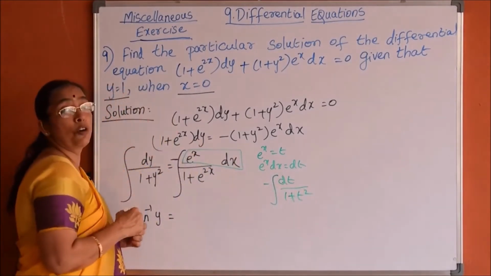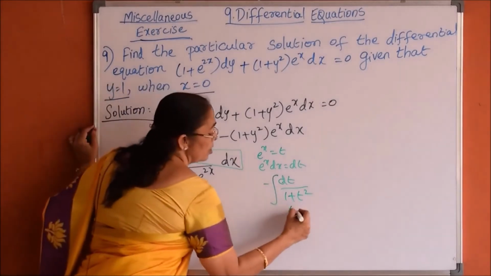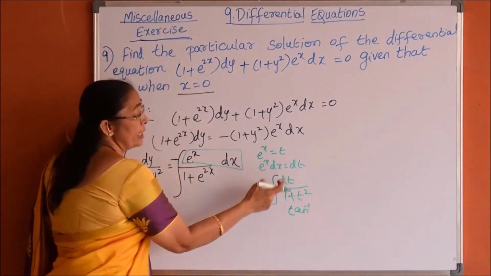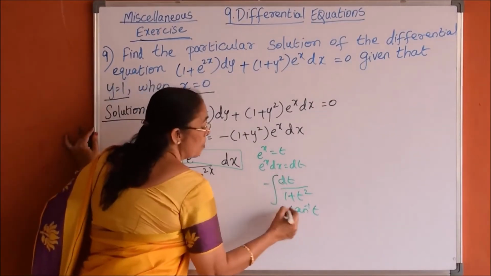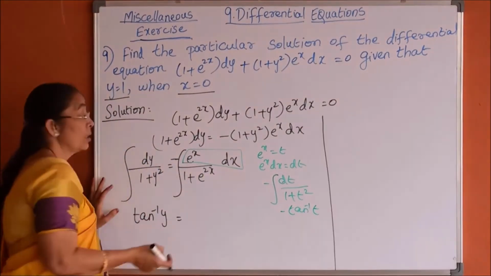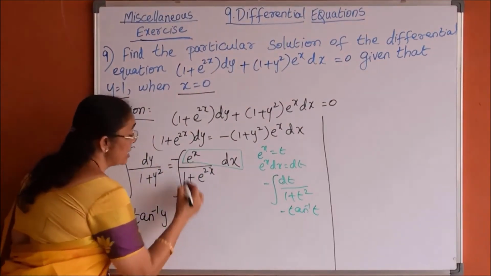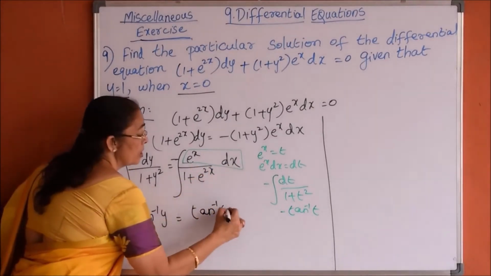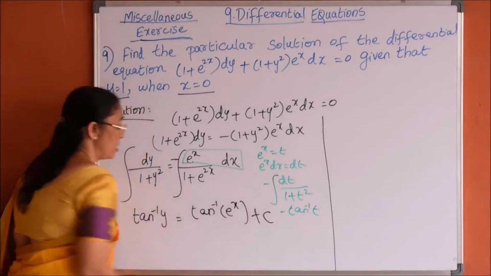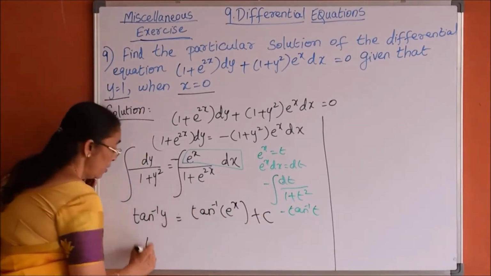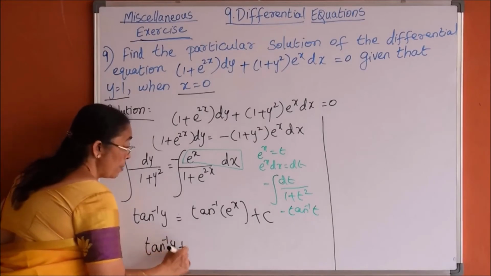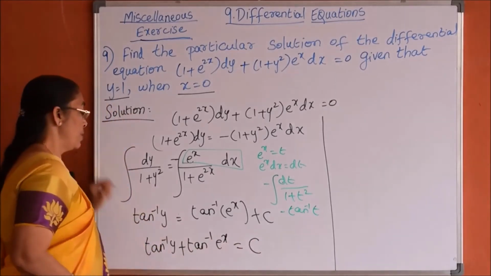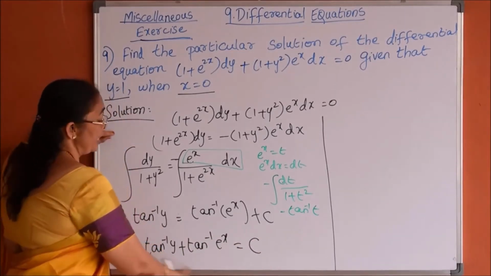Now, again this is also in the form of tan inverse of x. Integration of dx by 1 plus x square is tan inverse of x. Here integration of dt by 1 plus t square, so minus tan inverse of t. Now, therefore, right hand side integration is tan inverse of t, and t is nothing but e power x, so tan inverse of e power x plus c. Now, bringing this term here, we will get tan inverse of y plus tan inverse of e power x is equal to c.